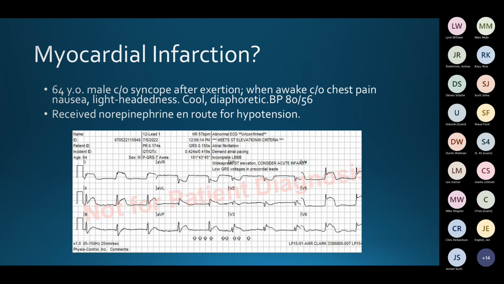Now, this is one of the cases recently. A 64-year-old male complains of syncope after exertion. He was out, I think he was chopping wood or something, and he had a syncopal episode. When he came to, he complained of chest pain and nausea. Think of the context here. He was cool and diaphoretic. His blood pressure was 80/56, and they had to give him some norepinephrine en route for his hypotension.